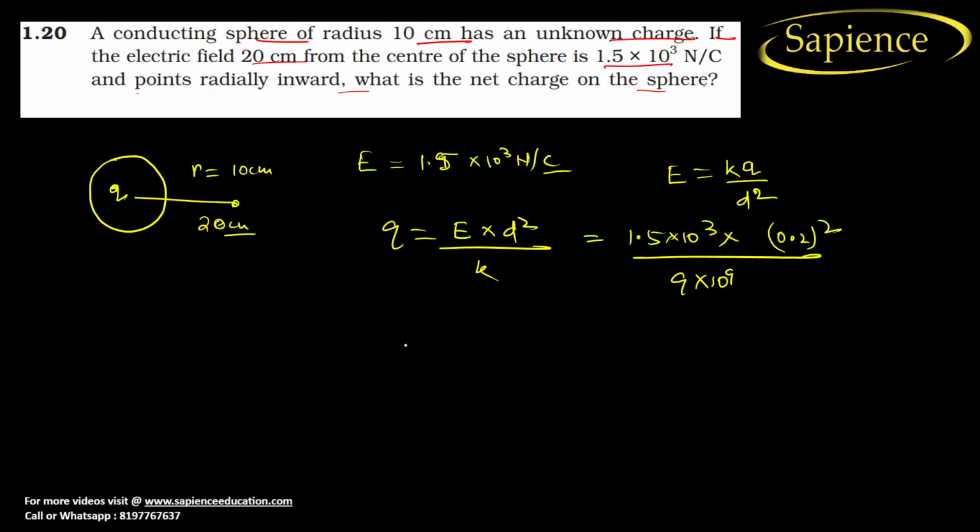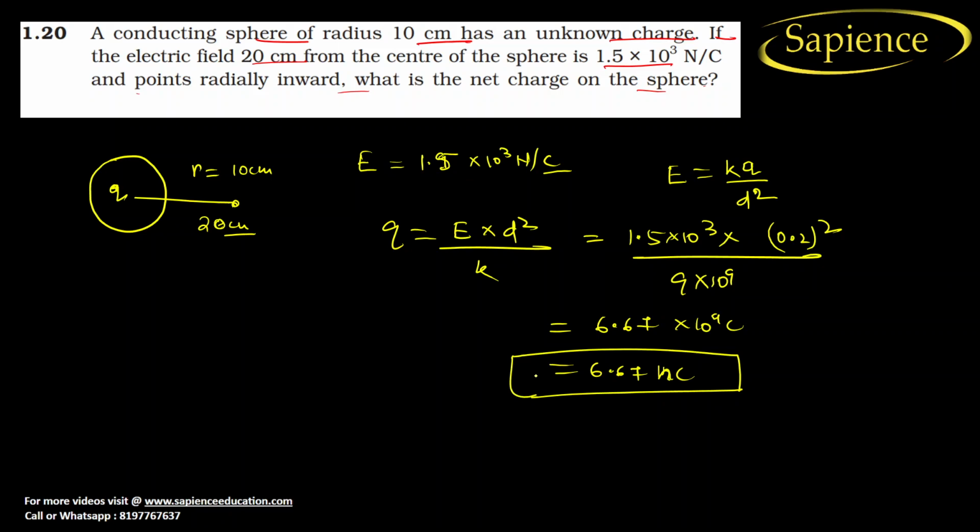So when you solve this type of problem, what you will get is the charge. Let us calculate it, or try yourself. This will be approximately 6.67 into 10 to the power 9 coulomb, or 6.67 nanocoulomb. So I hope this answer will be fine. So this is the charge.